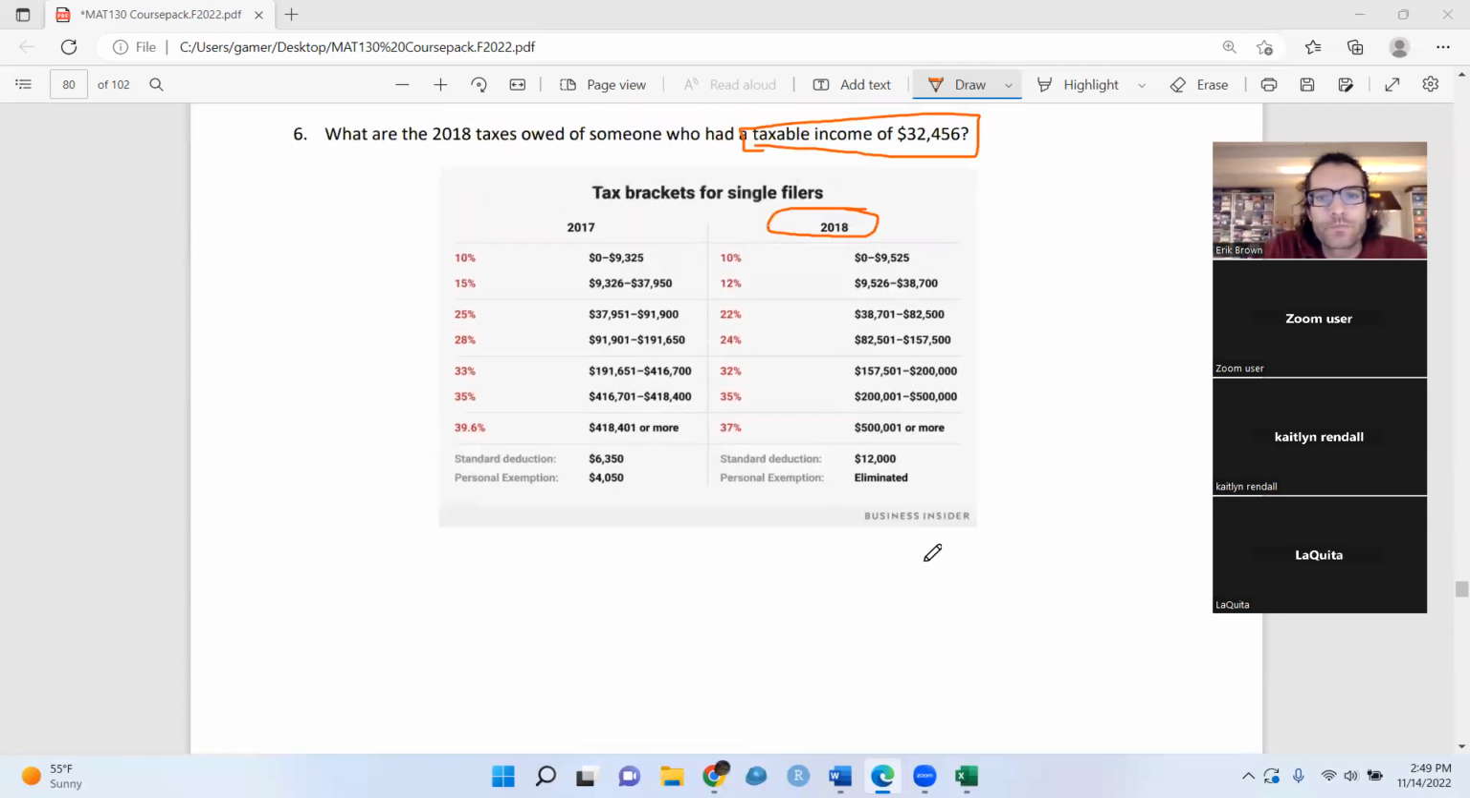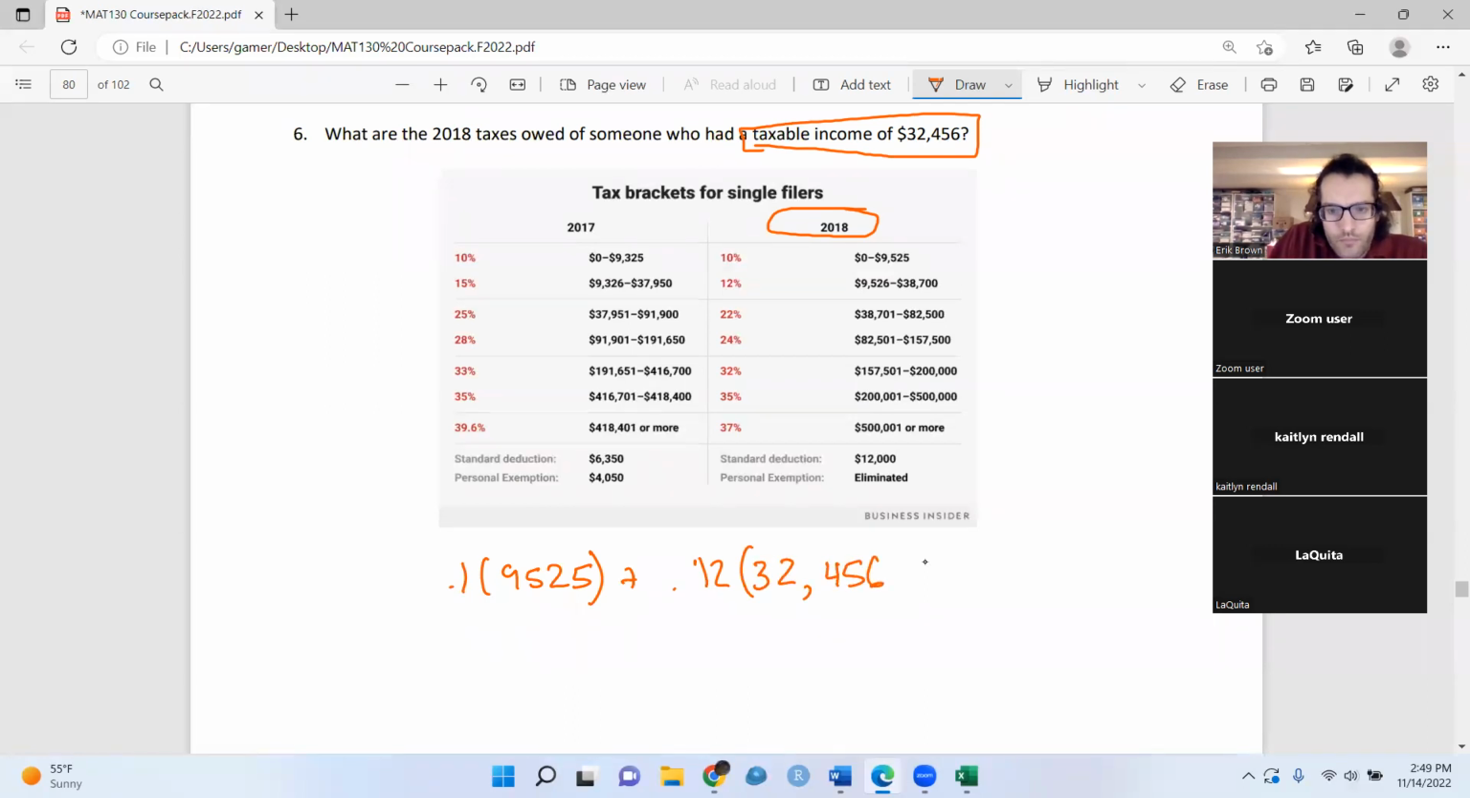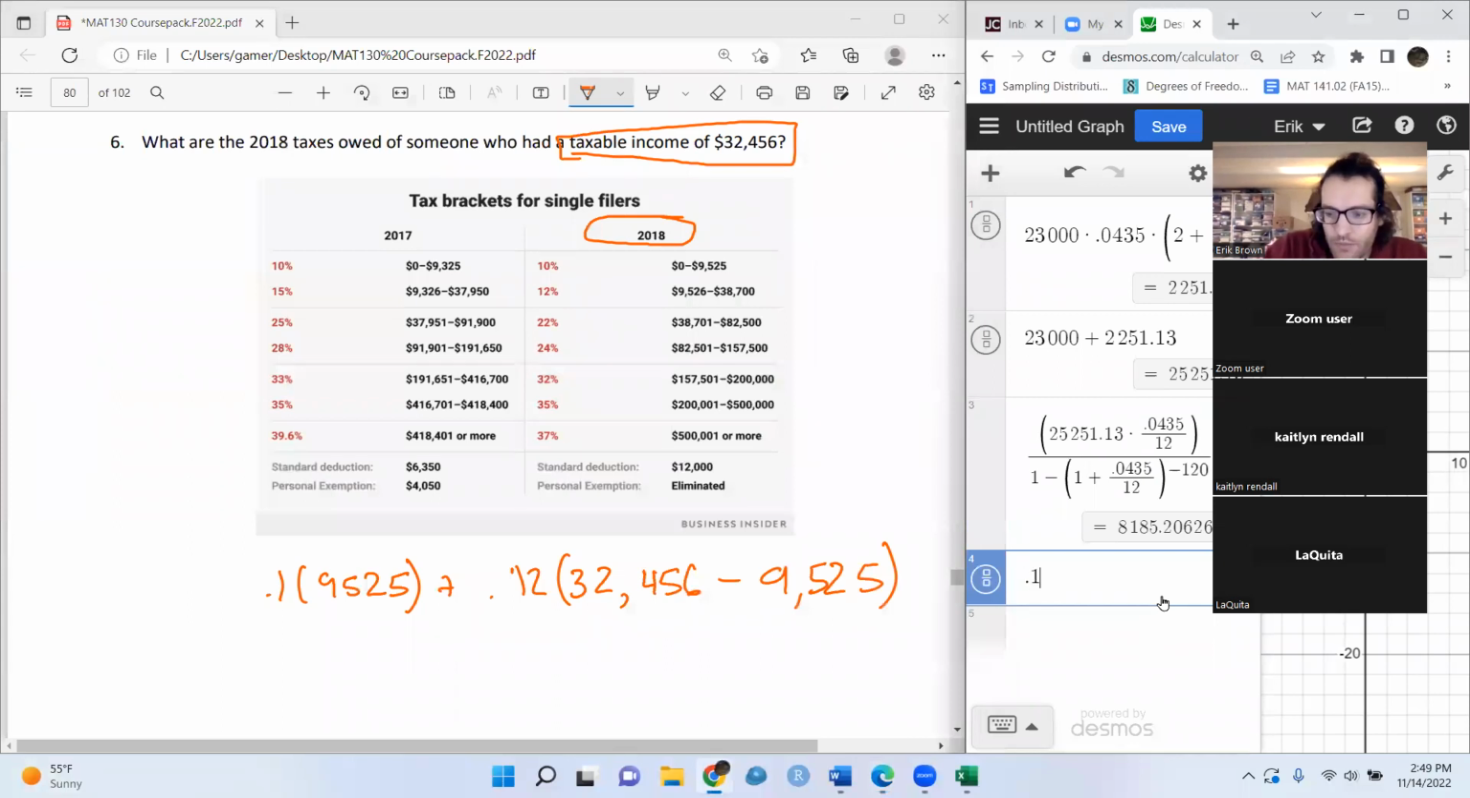Anyone got the answer? I think I have the answer. $3,704.22. Okay, let's see, because I have no clue. As long as this is what you typed in Desmos, you're good. 0.1 times the 9525 plus 0.12 times the maximum income, which is 32,456, minus that previous maximum income. Nailed it, Mike. Love it.